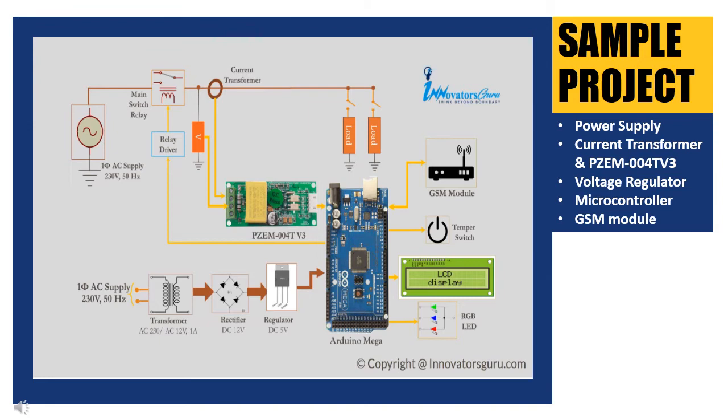So when there is a current passing through the current transformer, it will capture or record the value of current and power inside this PZEM. Okay, the data inside the PZEM will then be sent to the microcontroller and will be processed.